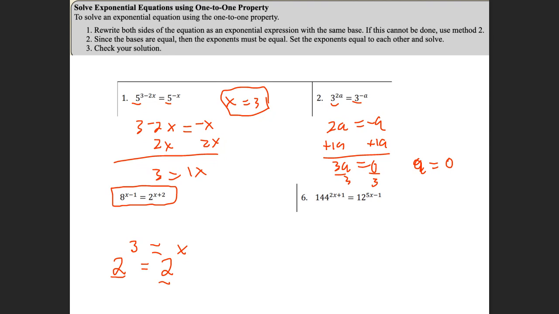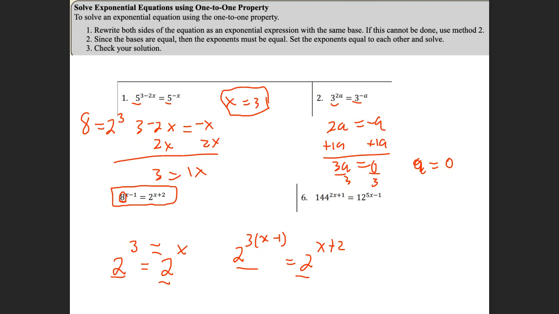Okay, here's the hard problem. Are the bases the same? No. However, is 8 equal to 2 to the third power? Yeah. So in place of this 8, I'm going to write it as 2 to the third power. I still have the exponent there, x minus 1, that's still there, is equal to 2 to the x plus 2. Now the bases are the same.